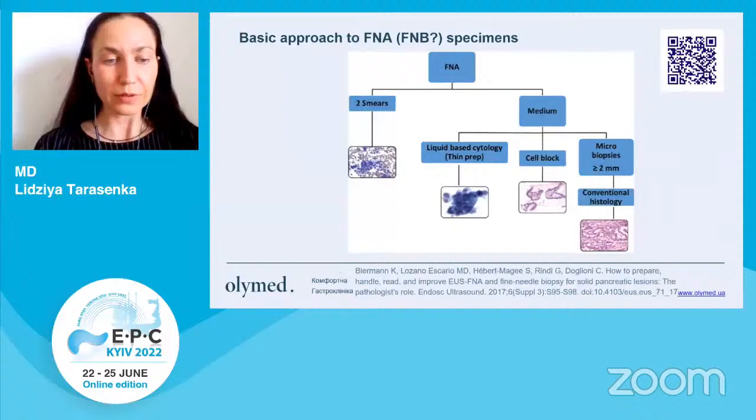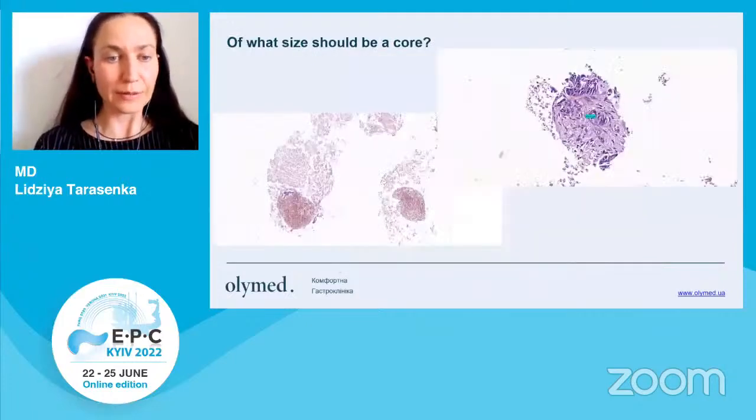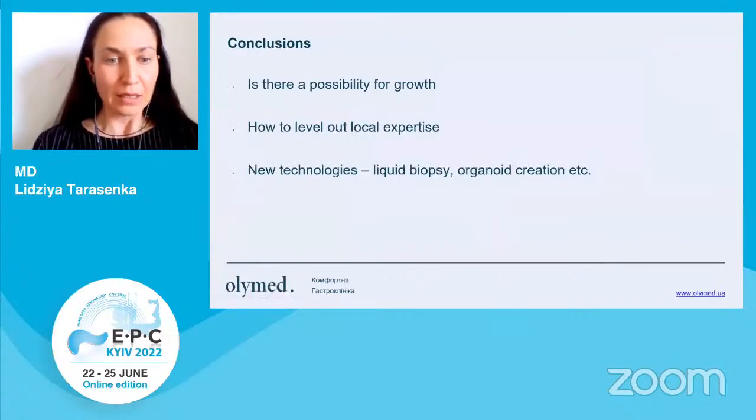In our department, for example, we are always striving to get a core biopsy. If that's not working, we do smears, and once in a while it gives us important information. But sometimes our pathologists are getting really, really small pieces like here, and they still dare to call it a core. But as you can see, this is 261 micrometers, but still it is a core.